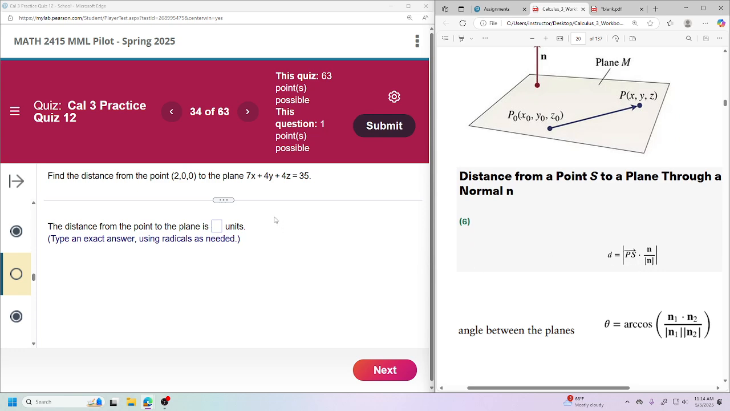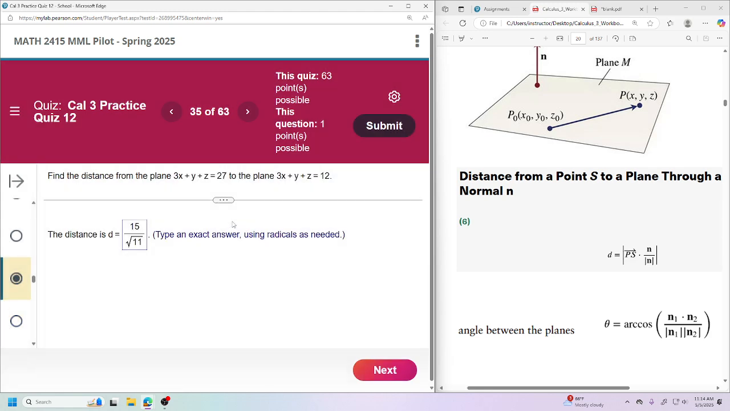So yeah, point to a plane. You would just find a point on the plane. I would say 0, 0, and then solve for z. That's a really easy point. So your P is that point, and N is your normal, so 7, 4, 4. Boom, you're done, essentially. Cool?